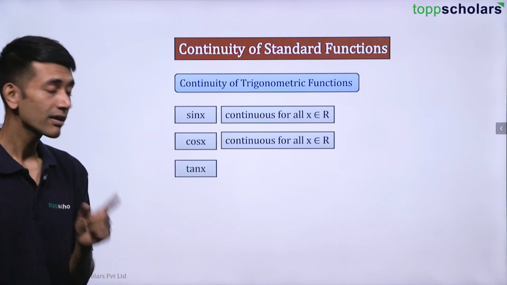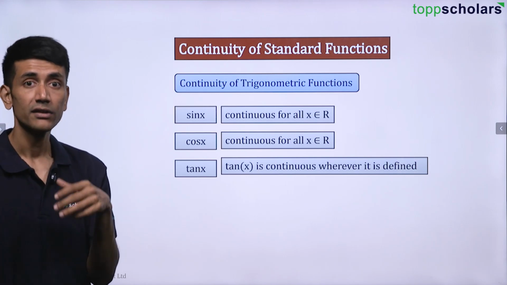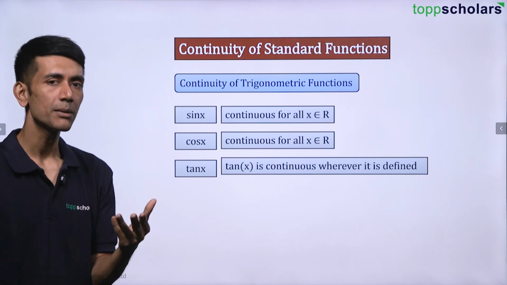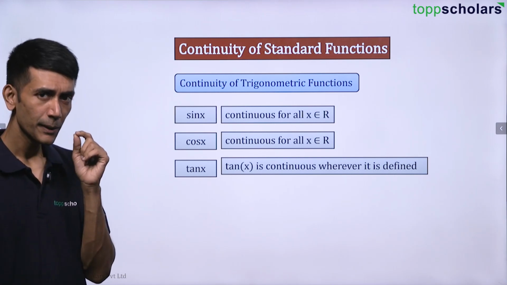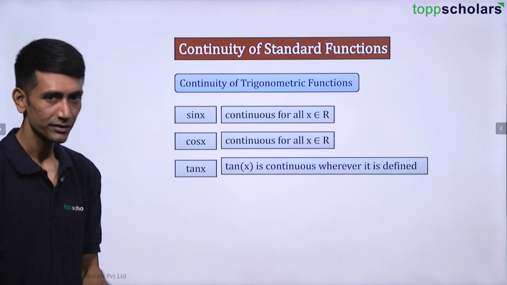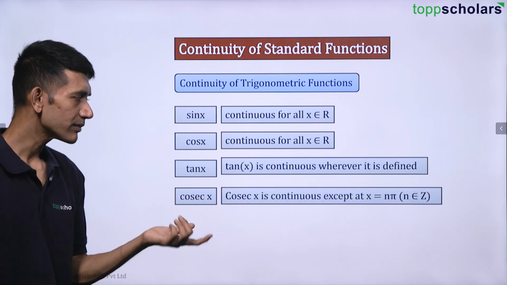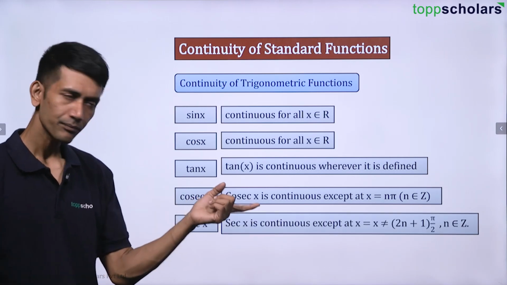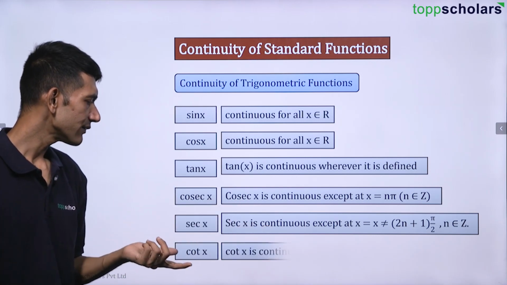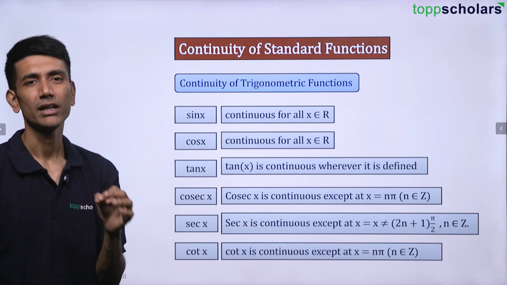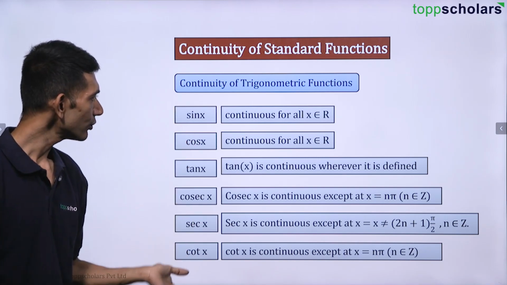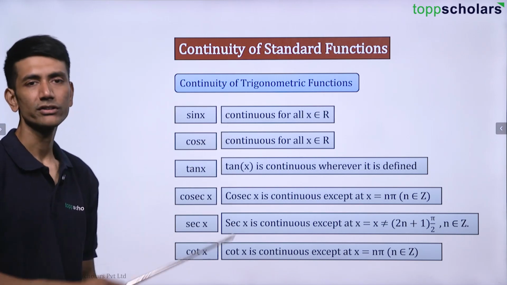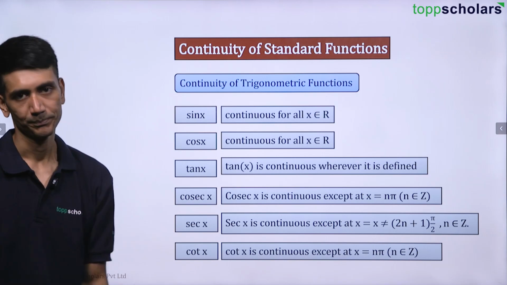If I talk about tan x, it is discontinuous at odd integral multiples of pi by 2. So wherever we get 90 degrees and multiples of 90 degrees, tan is going to be discontinuous, right? Then we have cosec, same thing, at integral multiples of pi. Then we have sec x, for that, integral multiples of pi by 2. And finally, we have cot x, that is integral multiples of pi. It is discontinuous. So this is the continuity of trigonometric functions. If you see, only sine and cos are continuous for all x belonging to R.